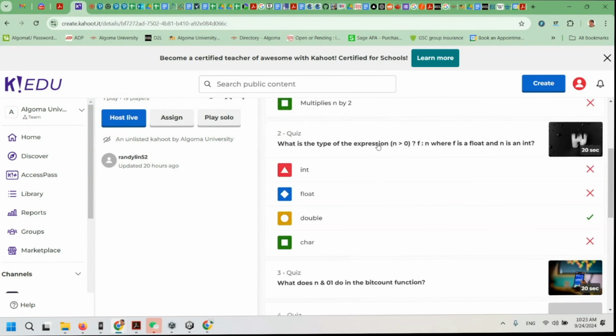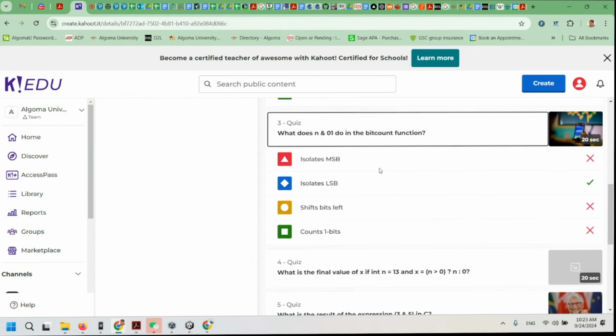Next question. So this one we have talked about last time, right? If we do an operation between a floating point and an integer, it will be done as double internally.